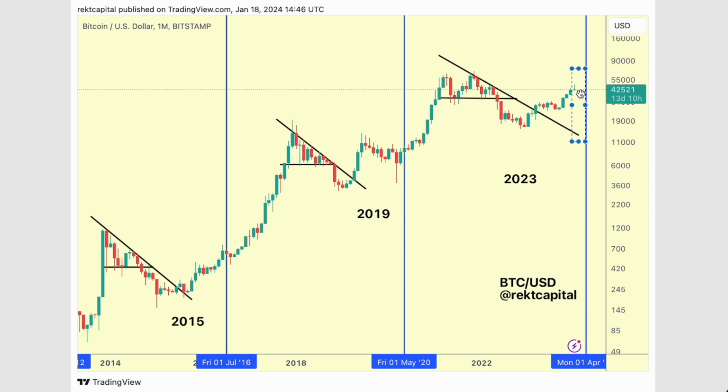If we were to get a pullback going into the halving, this is generally that time, that crucial time that we could see that pullback into the halving event, and then afterwards some consolidation at highs before we finally rally and break out to new highs we haven't seen in many years.